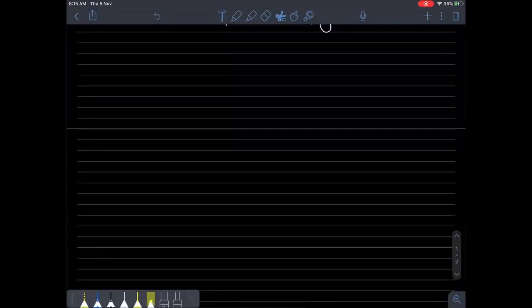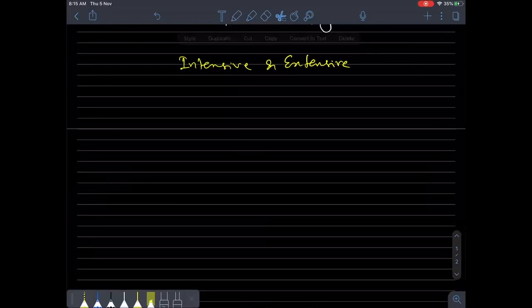So what is intensive and extensive property? Intensive and extensive properties, or what are these variables? Let us consider in this way.